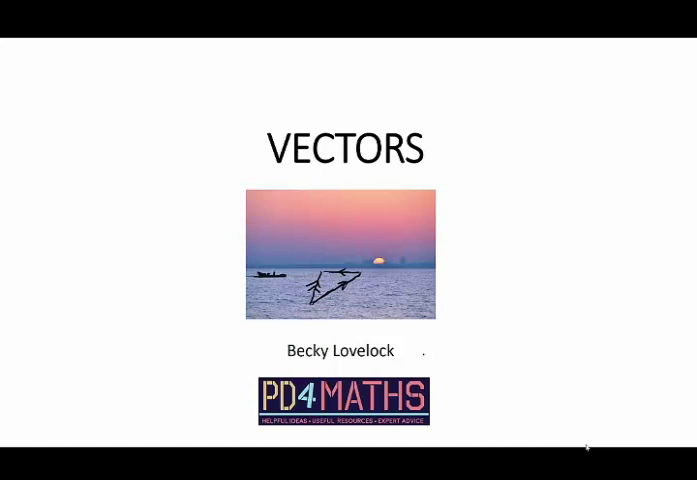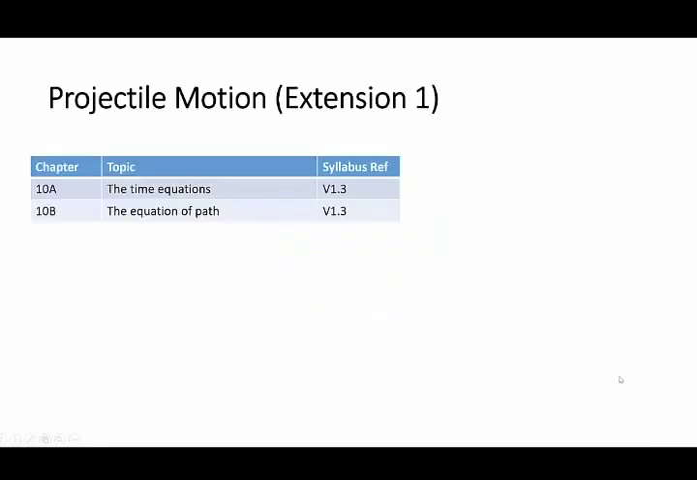The first video was all about Chapter 8, which was introducing vectors in 2 dimensions. This is all about Chapter 10 and beginning to look at projectile motion, which is also Extension 1. So this is Chapter 10 in the Extension 1 book. There are only 2 parts to this chapter, the time equations, 10a, and the equation of path, 10b.